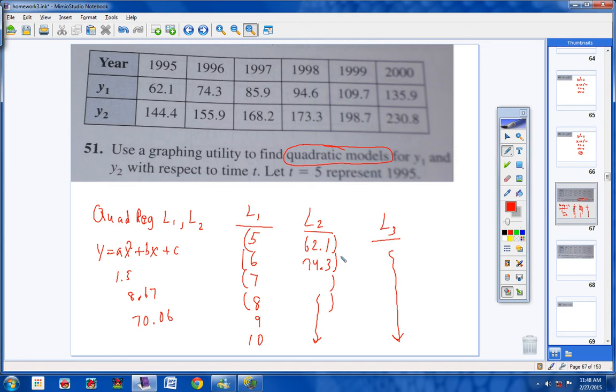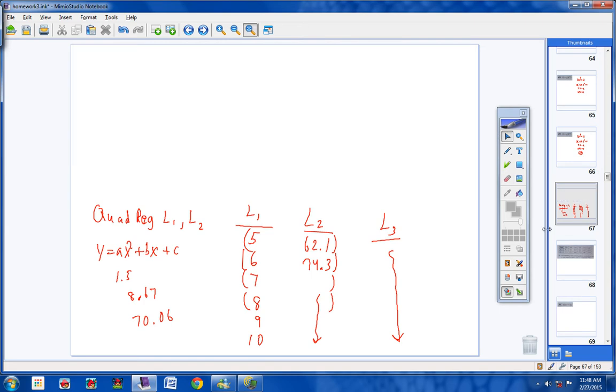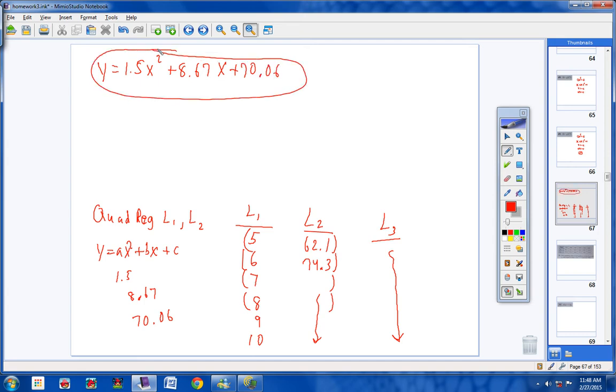So that means your quadratic would be this. Here's your answer. We don't need this anymore. Let me get rid of this real quick. So your quadratic model would be y equals, for a, I'm going to put 1.5x squared, and for b, I'm going to put negative 8.67x, and then plus c, plus 70.06. So there we go. Now, if you'll look in your book, I already slid the problem off the page, but you'll see that it says, use the graphing utility to find quadratic models, plural, for y1 and y2.